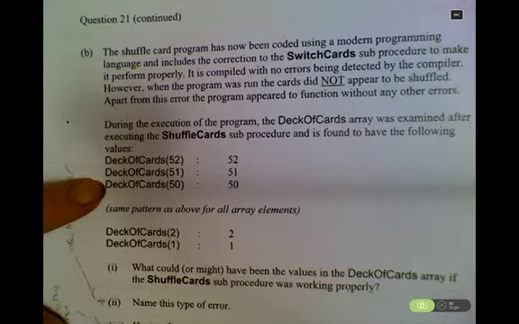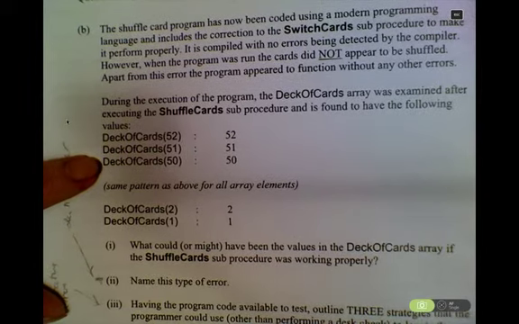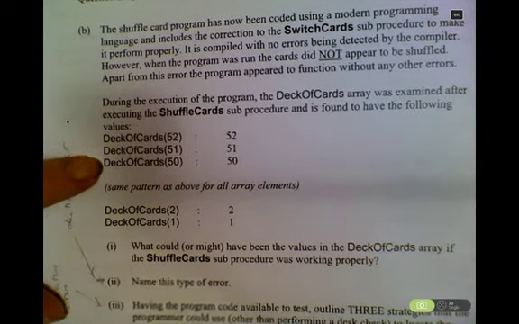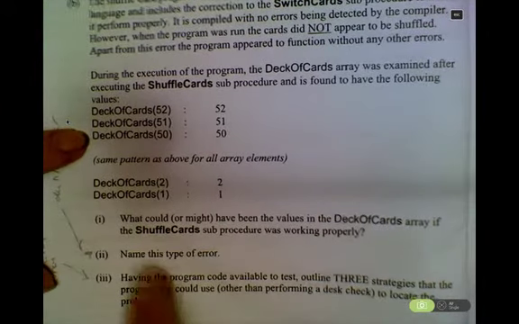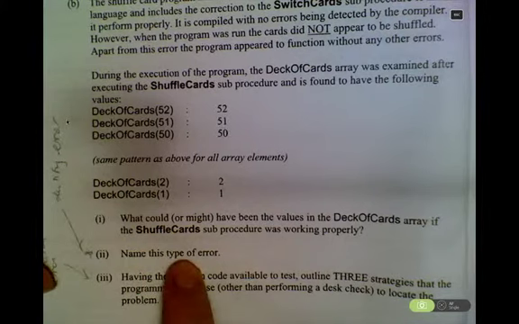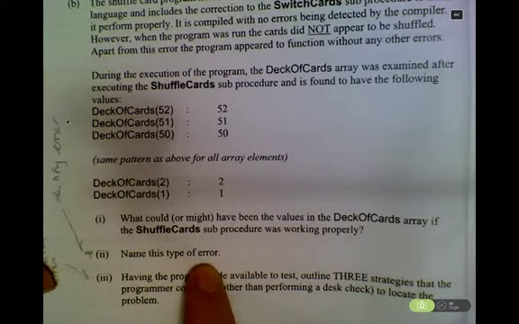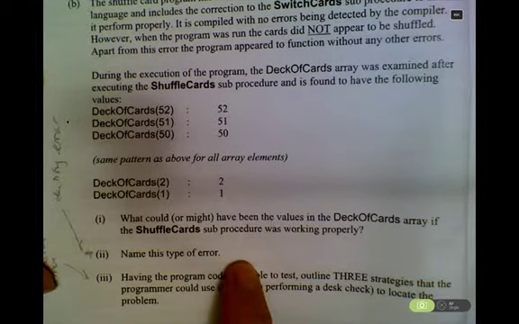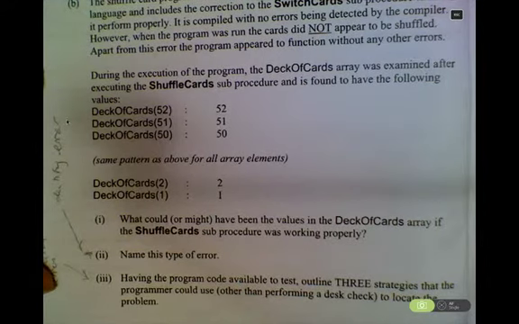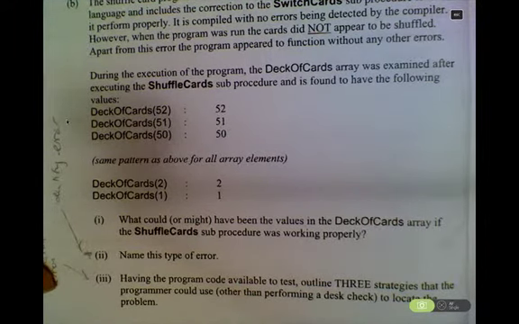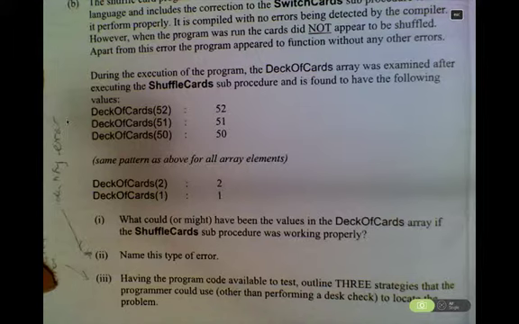So once again, given lots of information from that previous algorithm, but if we look at the three questions that they've got, they've asked what could or might have been the values of the deck of cards array if the shuffle cards sub-procedure was working properly. So once again, a bit of a tricky question, this one, and the simplicity of the answer is probably what makes it a little bit difficult.